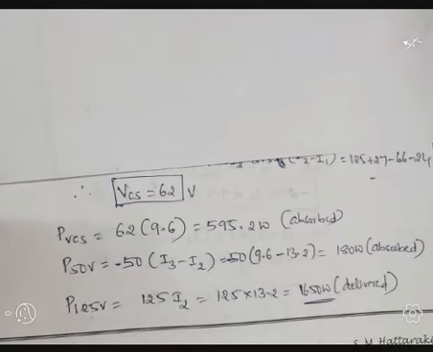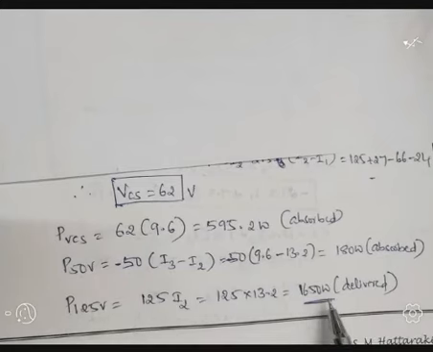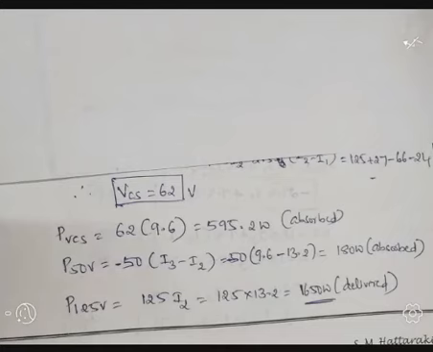Similarly, the power delivered by the independent source 125 volt is 125 into I2. I2 is calculated, that is 13.2. Hence the answer is 1650 watts, it is delivered. So all these values we calculated. These powers will indicate the total power delivered in the given network.